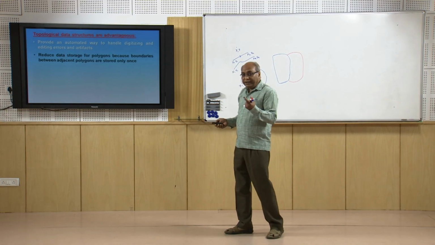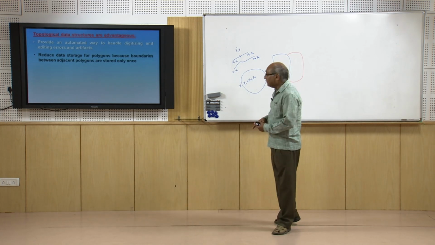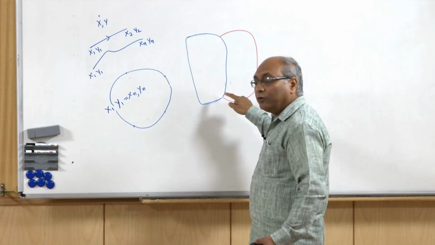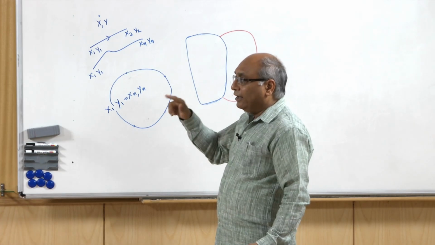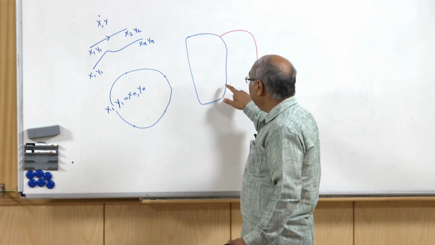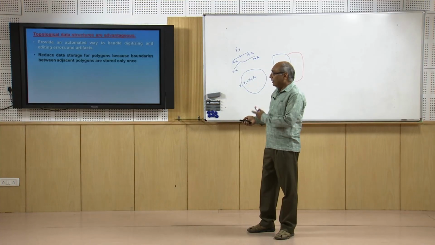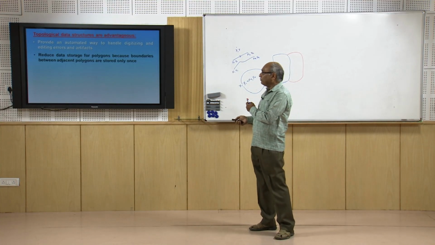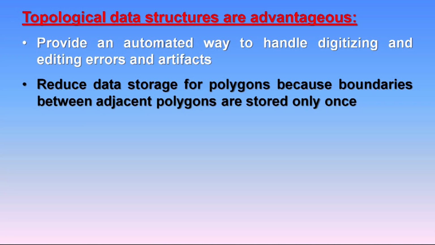And once that kind of understanding is there, it is very obvious to think that this common boundary has not been stored twice, and therefore it will not bring errors and artifacts. At the same time, it will reduce the data storage requirements. So, there is a reduction in the data storage for polygons, because boundaries between adjacent polygons are stored only once.